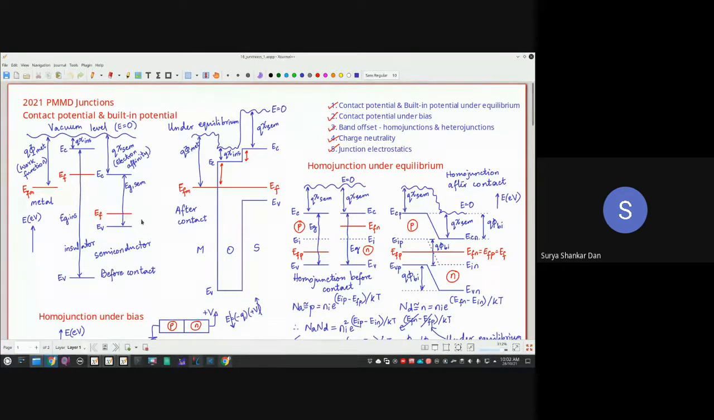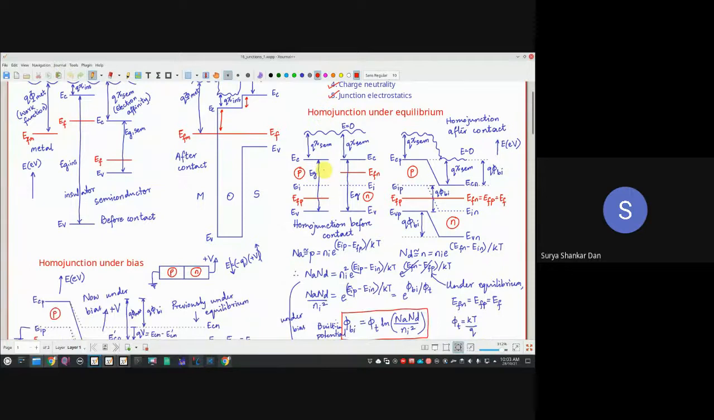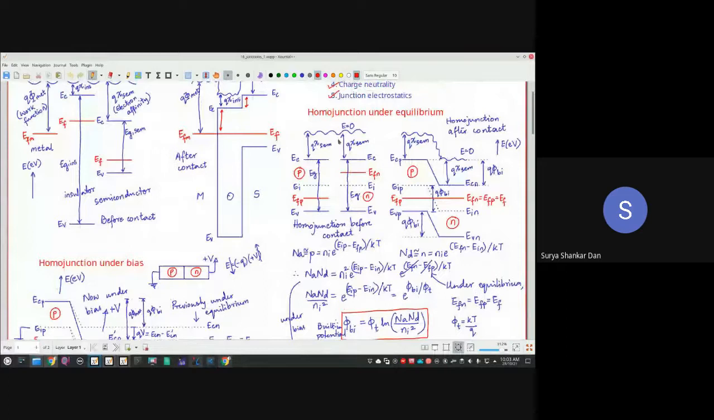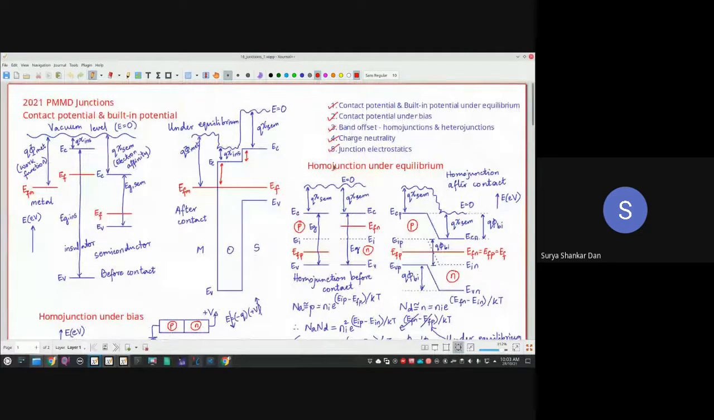In our previous class, we started with the difference between the contact potential and the built-in potential. Remember, we had initially begun with the contact potential and built-in potential under equilibrium. Built-in potential is the situation where a simple homojunction is under equilibrium. Only then is the contact potential equal to the built-in potential.